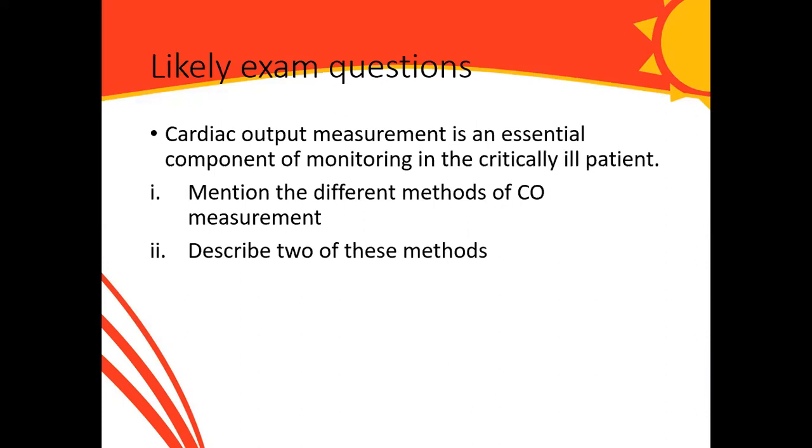And I've also discussed with you the different waveforms, the central venous pressure waveforms, the pulmonary artery catheter waveforms. And I've also discussed with you cardiac output measurement, the indications for passing a cardiac catheter, and the different ways to measure cardiac output. So this question: cardiac output measurement is an essential component of monitoring in the critically ill patient. So as I mentioned, the different methods of cardiac output measurement, describe two of these methods.